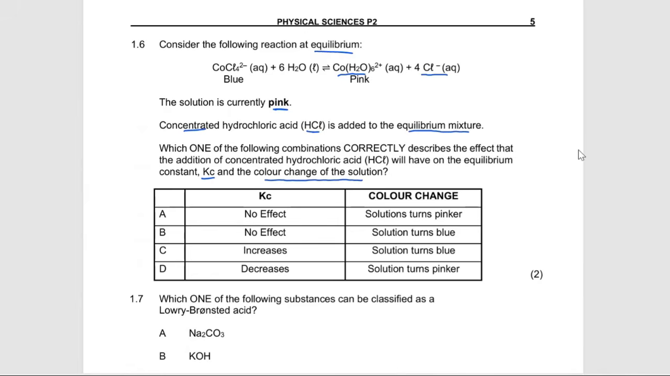So now Kc is only affected by a change in what? In temperature. Temperature is the one that affects Kc. So here we're looking at two scenarios: increase and decrease. They're going to be incorrect there. So there is no increasing or decreasing, in terms of our Kc we know there is no effect there. Then in terms of a color change, it means our solution is going to turn from pink to blue there. So our option B is going to be the correct answer.